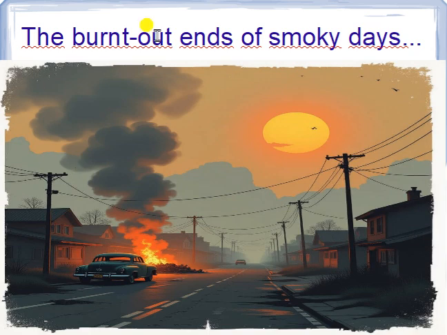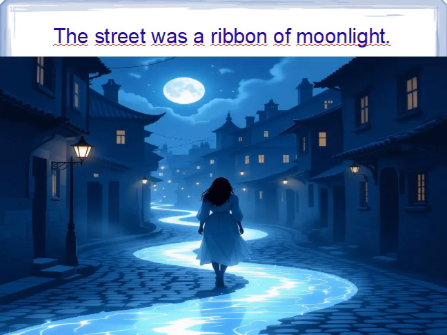From a famous poem by T.S. Eliot, the burnt out ends of smoky days is comparing the end of the day to a burnt out cigarette butt. The street was a ribbon of moonlight. Of course, it wasn't really a ribbon, but it looked a little bit like a ribbon as this light made these curving shapes on the ground.